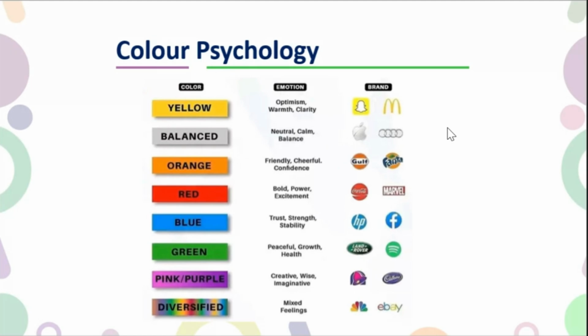When you look at pink or purple, there is a brand of color. When you look at Cadbury, I don't know the other brand. It's not so popular. Does anybody know this brand? Okay, so we also have diversified, a blend of different colors. So we have mixed feelings. Something like eBay and the other one, I've forgotten the brand name. They also use diversified colors.